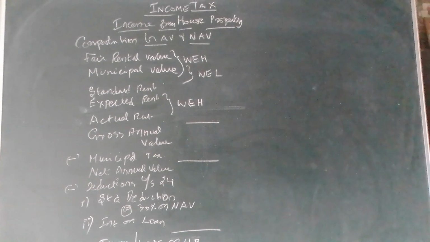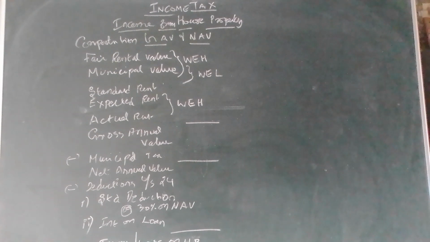From the net annual value, you are eligible to deduct two items under section 24. First one is called standard deduction. Please understand very clearly, standard deduction is a term we use in different circumstances. In salary income, we use the term standard deduction, 50,000 rupees for all assessees. And deductions under the 80 series, right? Whereas here, under section 24, we have the standard deduction, which is calculated at 30% on NAV, 30% on net annual value.